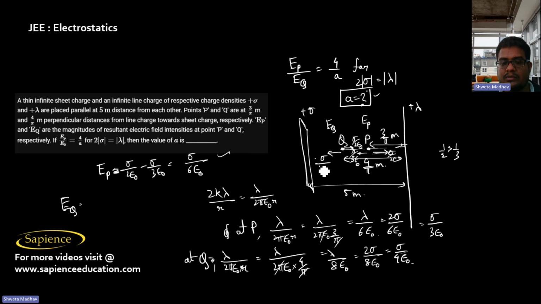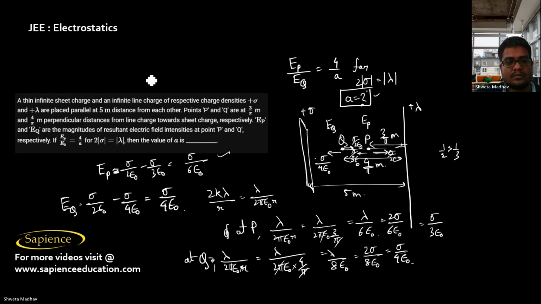The sigma by 4 epsilon naught is towards the left and sigma by 2 epsilon naught towards the right. So the net electric field will be towards the right only. So this is sigma by 2 epsilon naught minus sigma by 4 epsilon naught, which is sigma by 4 epsilon naught. Now it is told EP by EQ is equal to 4 by A.